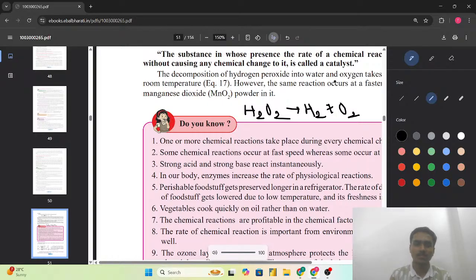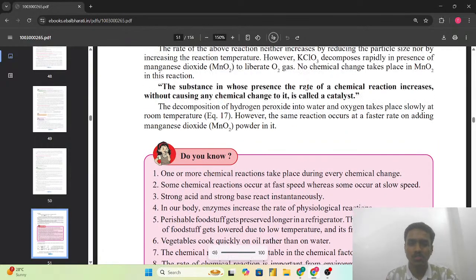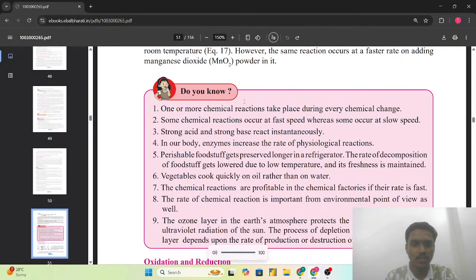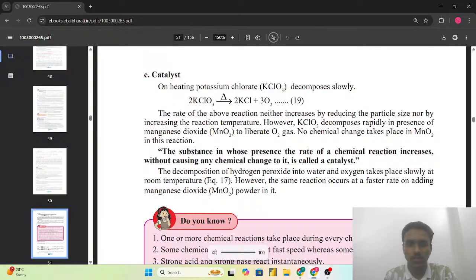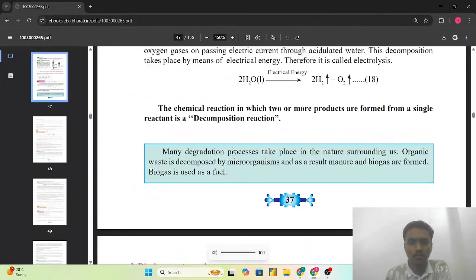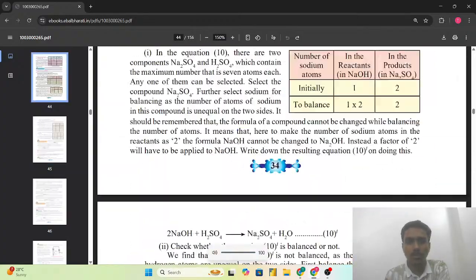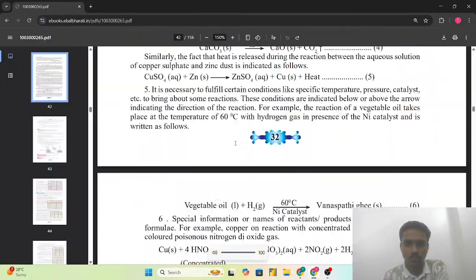But if we add the catalyst manganese dioxide in this reaction, then that will increase the rate of decomposition of the hydrogen peroxide. So this is the part where the catalyst plays an important role in increasing the rate of a particular chemical reaction. We have seen the catalyst manganese dioxide, but we have seen above one more reaction, the vegetable oil one, where there is also a catalyst which may be asked in the exam. So we will see that.